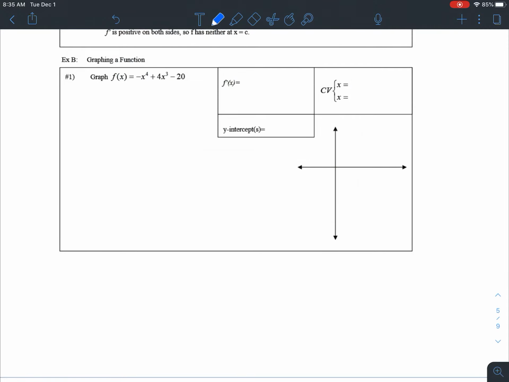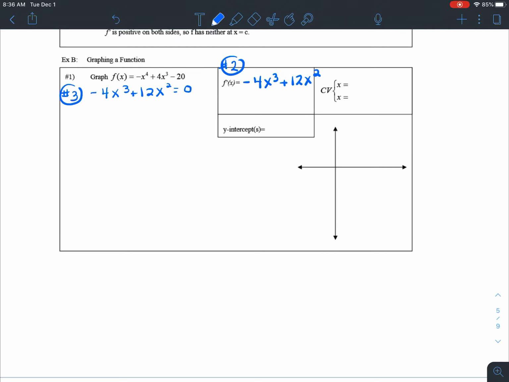Now I guess we do start with step number 2, which is to take the derivative here. The derivative for this is going to be -4x cubed plus 12x squared. Step number 3 involves us finding the critical values where we take our derivative. We want to set that derivative equal to 0.